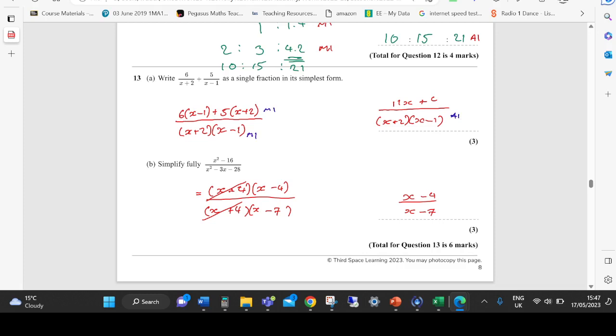For part B then it says M1 for either correct numerator or denominator factorized, so I can pick it up just for the top line factorized. It then says an M1 for both numerator and denominator factorized correctly, so second M there, and then the A1 for the final part.